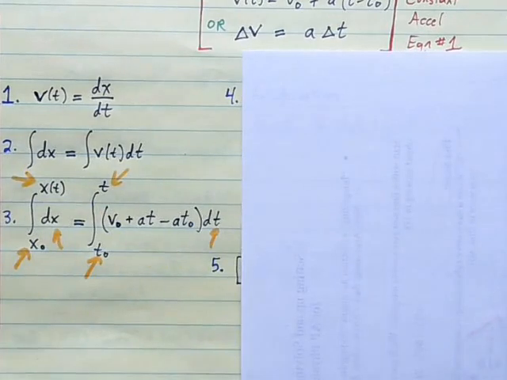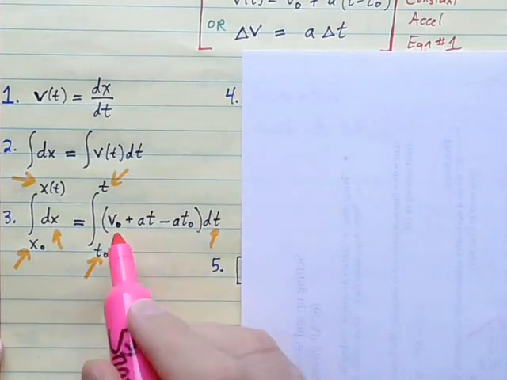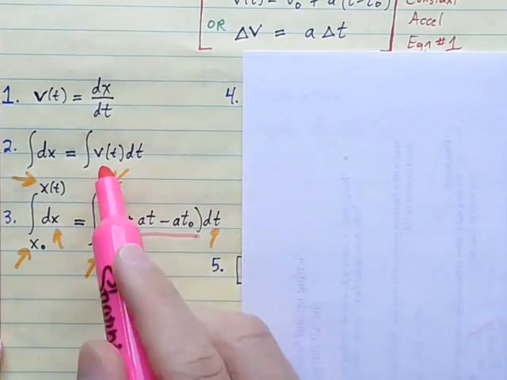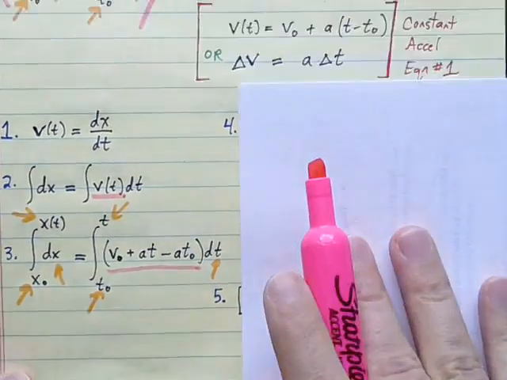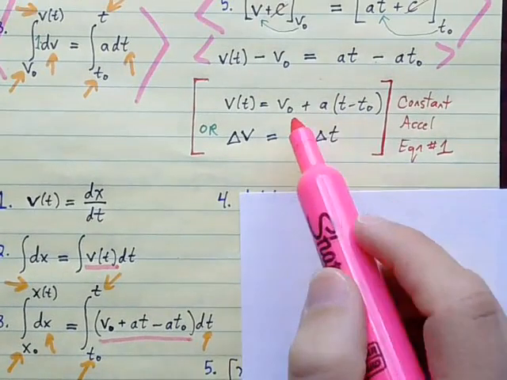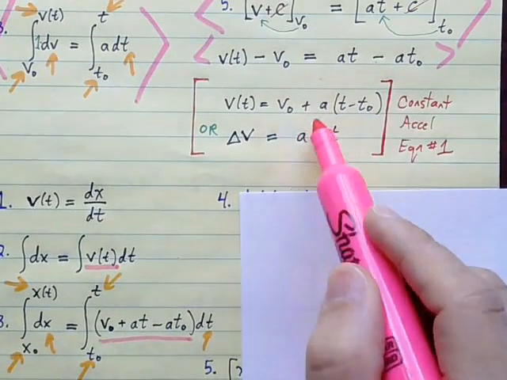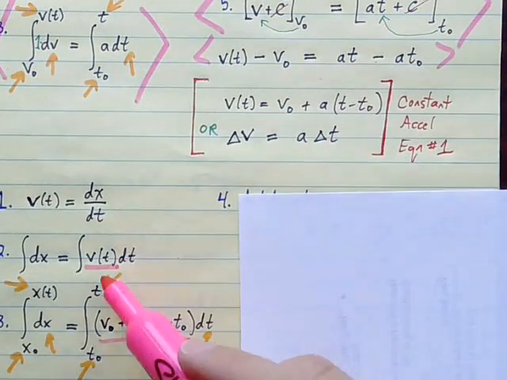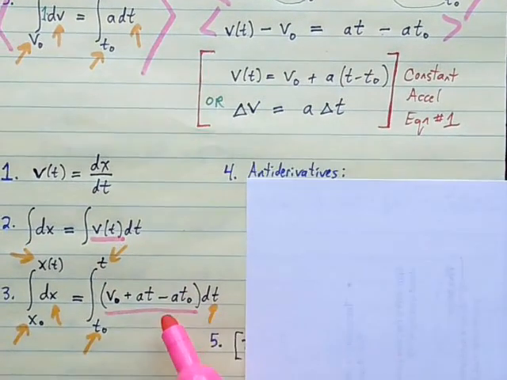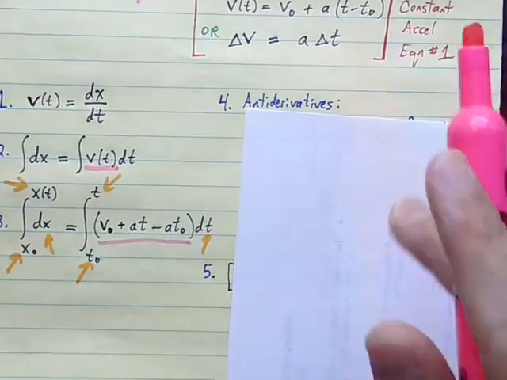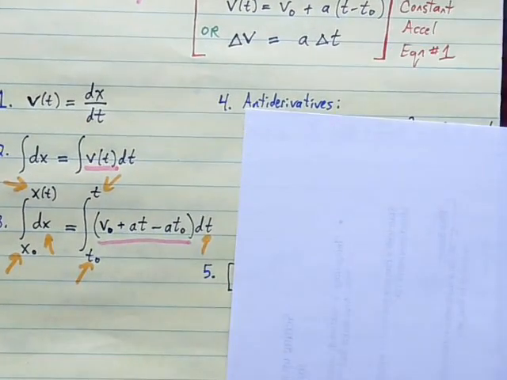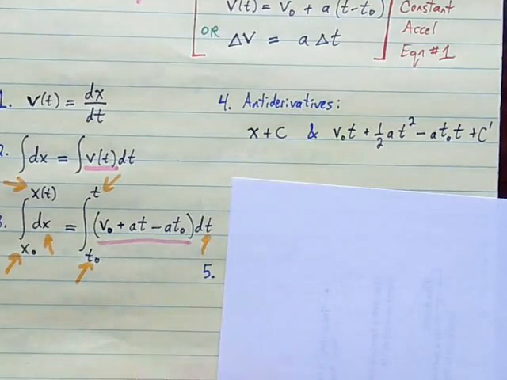So we've got our limits matching, and you'll note here how I've substituted in for our integrand, for our velocity function, the first constant acceleration equation. This I subbed in for our velocity as a function of time to get our integrand here. Okay, find the antiderivatives on both sides is our next step.